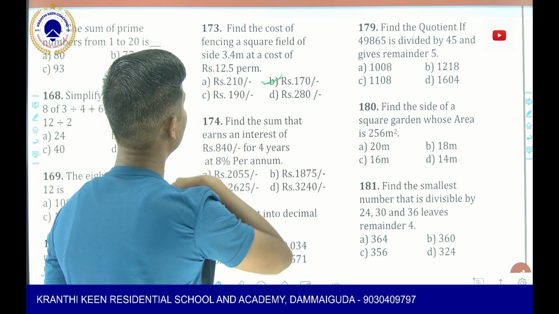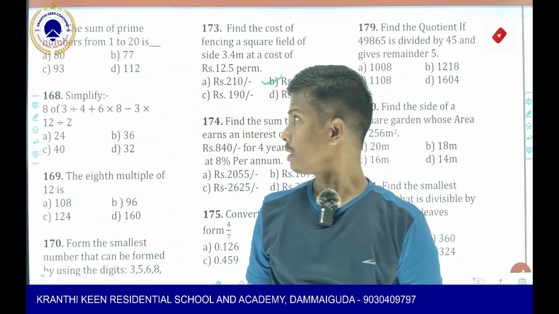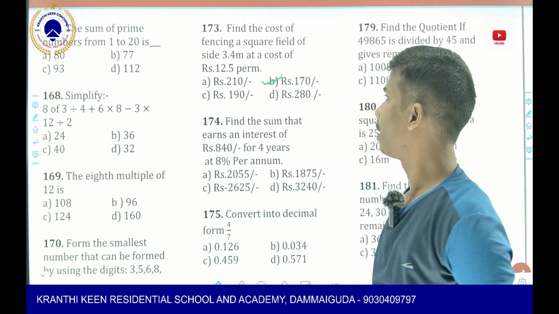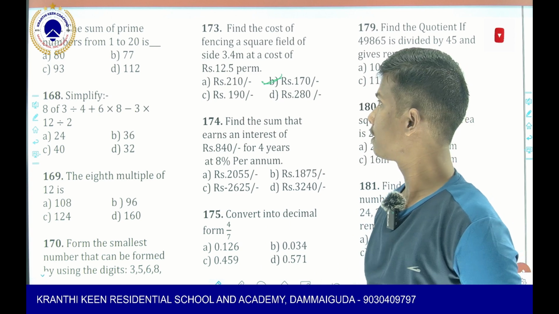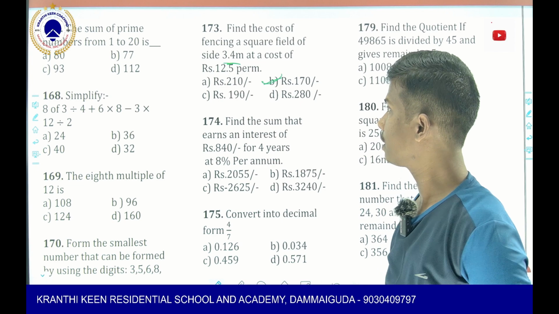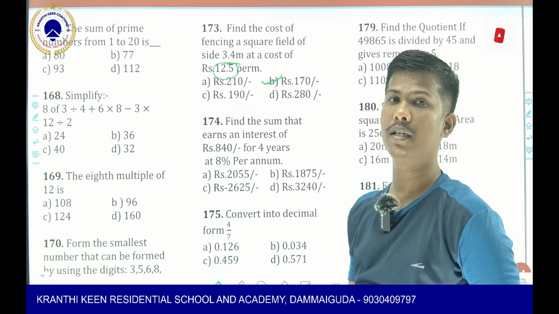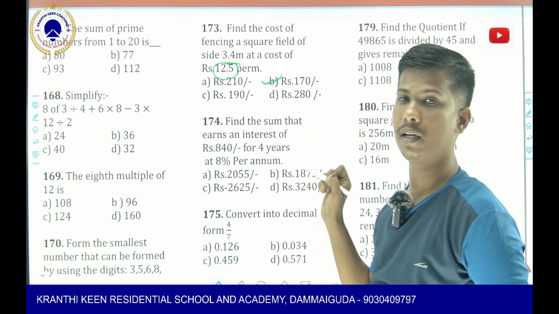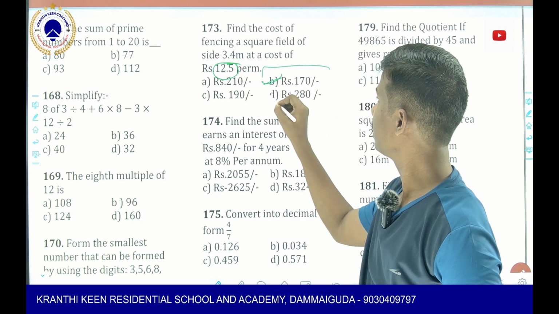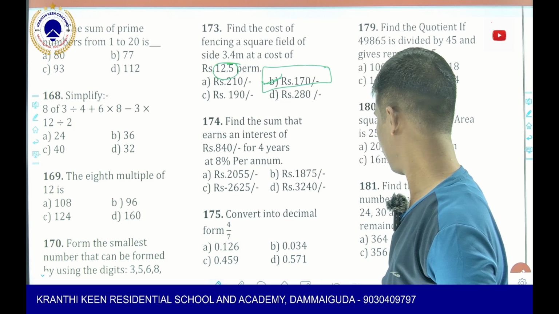That means you see, the cost that is required to fence a square field of side 3.4 meter. That means there is a square field and its side is how much? 3.4 meter. And the cost of fencing is what? 12.5 per meter. In this condition, to fence the total square, how much money do we need? 170 rupees we need. Okay.